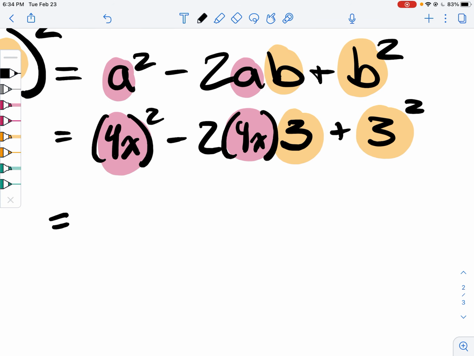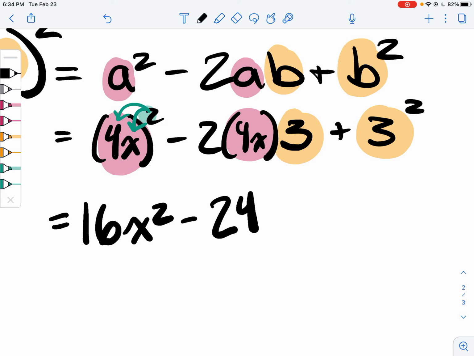Okay, 4x squared. Again, we need to take this squared, distribute it to both guys. 4 squared is 16. x squared is x squared. 2 times 4 times 3 is 8 times 3, which is 24. And 3 squared is 9.